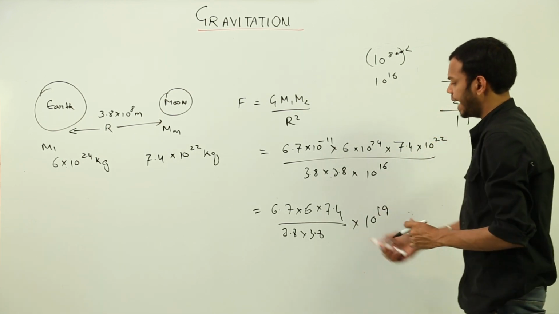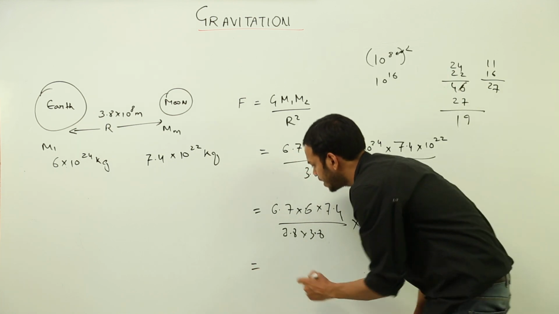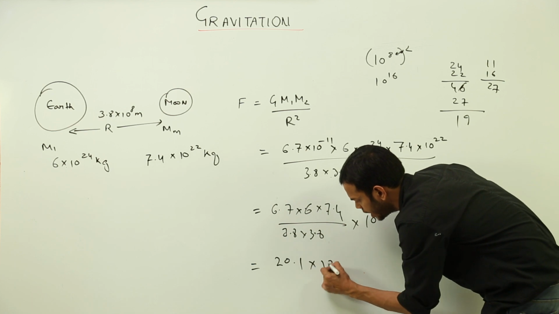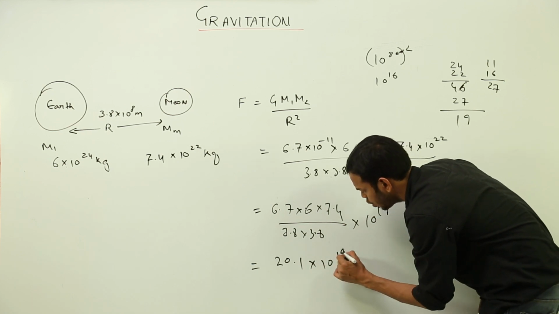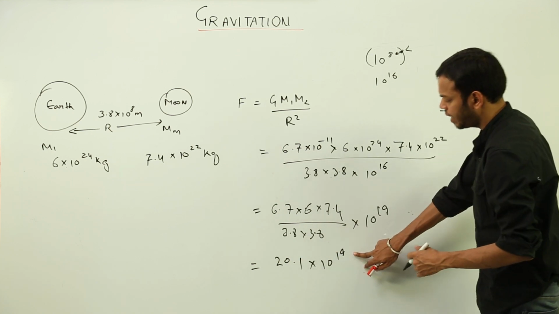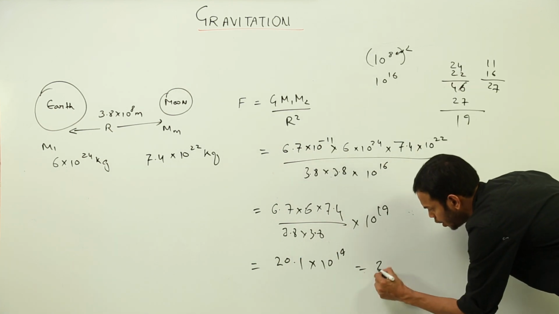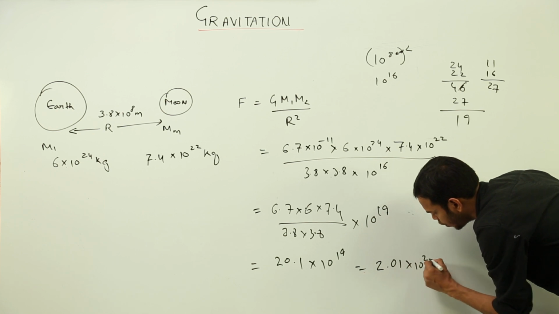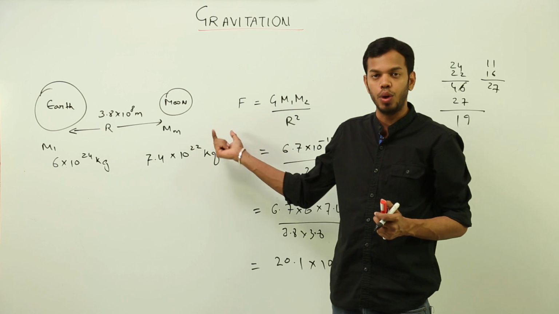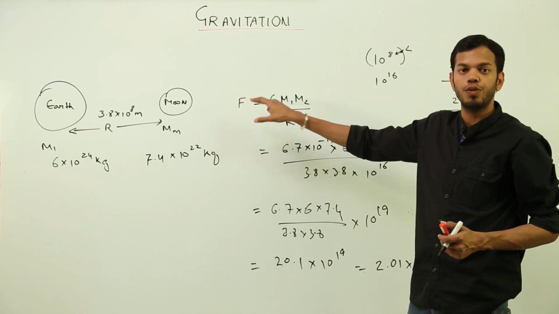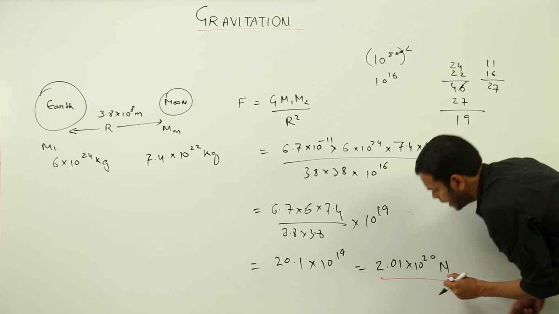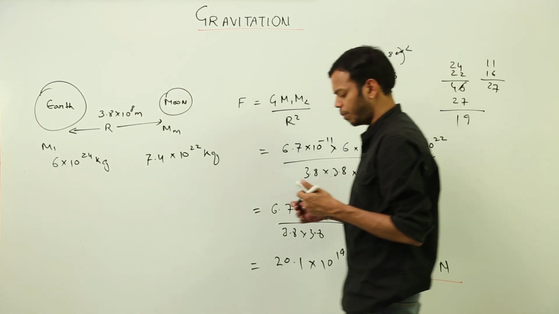So actually this calculation comes out to be 20.1 and something into 10 raised to power 19. So we shift the decimal there and it becomes 2.01 into 10 raised to power 20. What would be the units? Kgs, right? No. We are calculating force, so force is in newtons. This is how we use this formula.